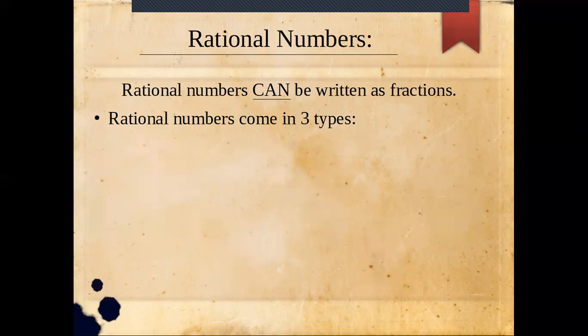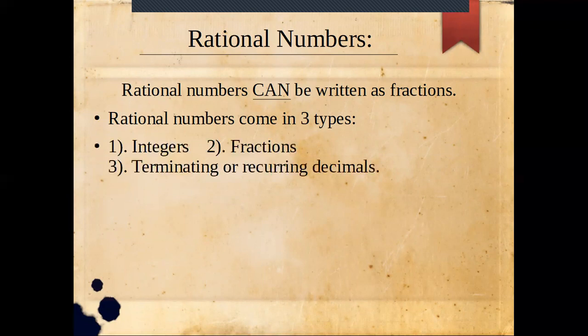So now we're going to look at rational numbers. Rational numbers can be written as fractions. Rational numbers come in 3 types. So you have integers, fractions, and terminating or recurring decimals. A terminating decimal is a decimal that ends. A recurring decimal is a decimal that goes on forever but in a pattern.